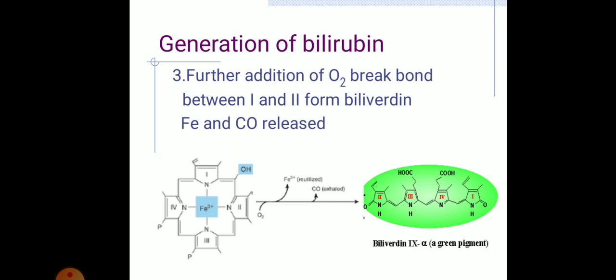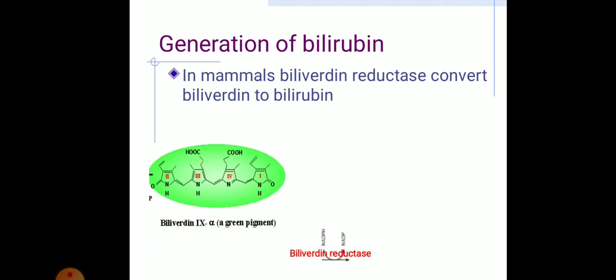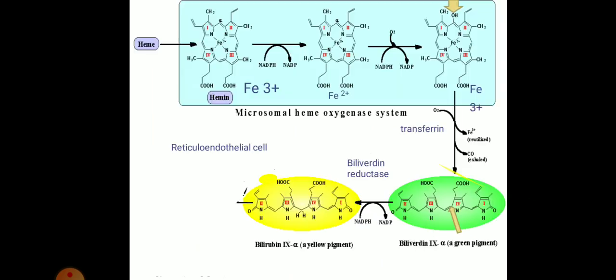So in the first step, in effect, the heme is converted to hemine. This hemine is converted to biliverdin, and it is a green pigment. In birds and amphibians, this green biliverdin is released. No further steps are there. But in mammals, biliverdin reductase converts biliverdin to bilirubin, by a reduction. Biliverdin IX alpha with the biliverdin reductase is converted to bilirubin IX alpha, which is a yellow pigment. Bilirubin is a yellow pigment, biliverdin is a green pigment.